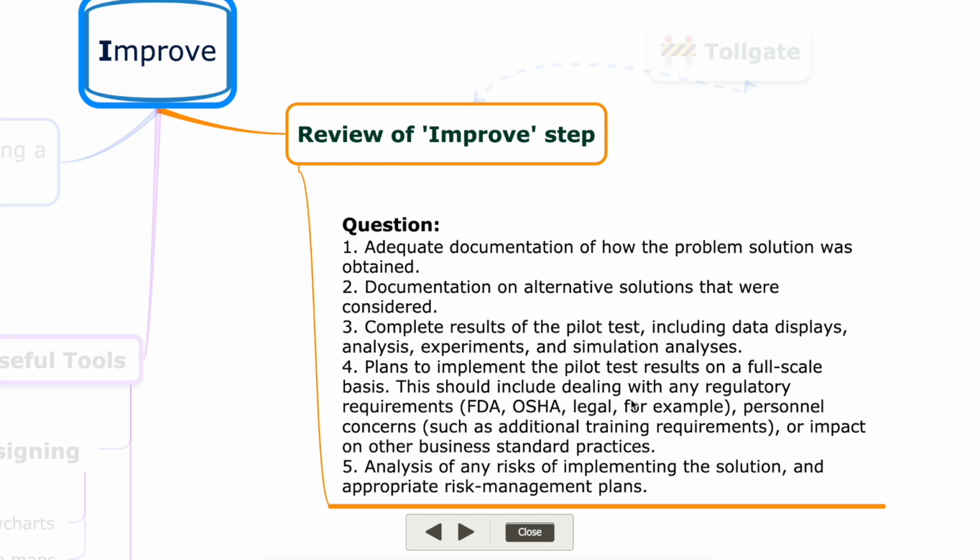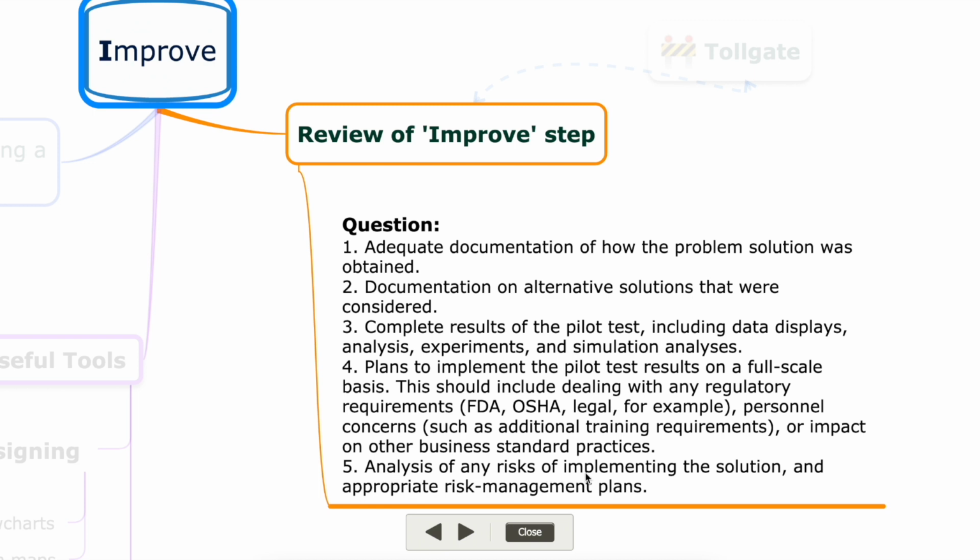This should include dealing with any regulatory requirements, which are FDA, OSHA, legal. These are the regulatory authorities which certify if the process is safe and useful, safe and lawful or not. So we have to comply with those also. And personnel concerns such as additional training requirements or impact or other business standard practices. So all these things must be included in the documentation of the improve step.